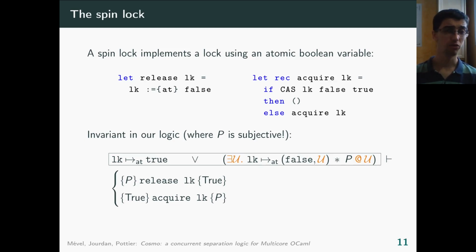So the P at U in the invariant obviously allows to transfer the objective part of P, while the atomic location itself allows to transfer the subjective part of P. So that was the proof of the spin lock.